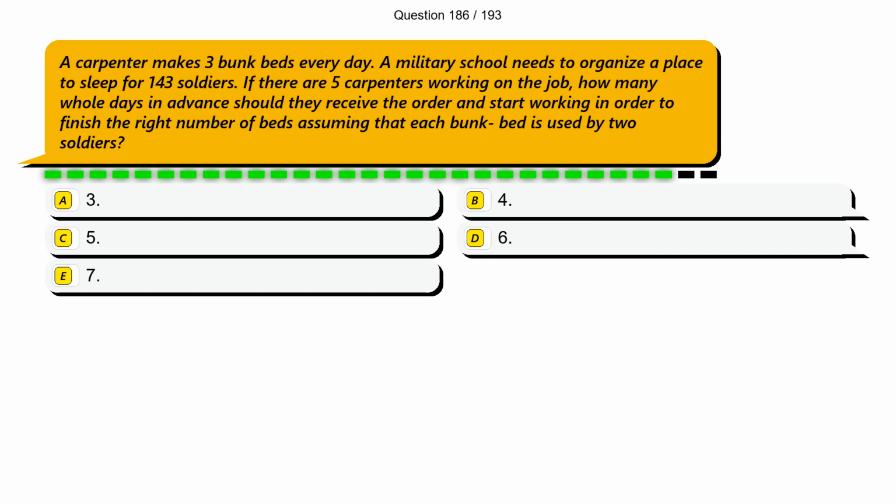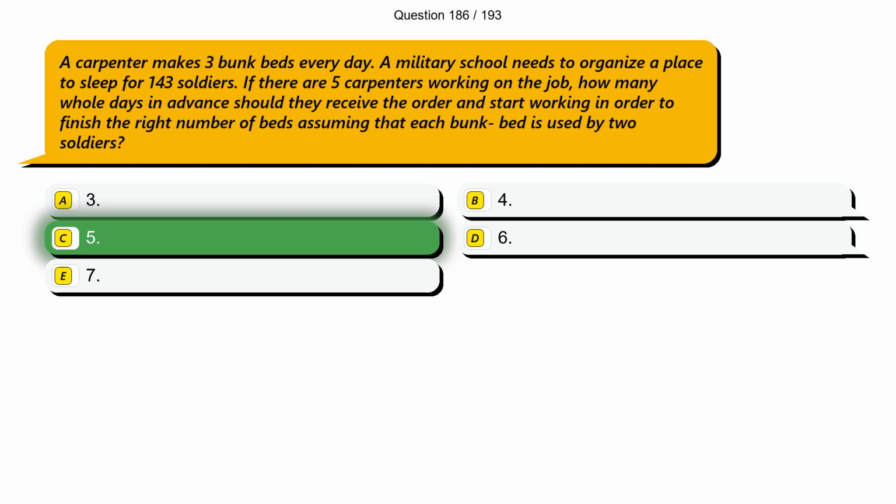Question 186. A carpenter makes 3 bunk beds every day. A military school needs to organize a place to sleep for 143 soldiers. If there are 5 carpenters working on the job, how many whole days in advance should they receive the order and start working in order to finish the right number of beds, assuming that each bunk bed is used by 2 soldiers? Option A 3, option B 4, option C 5, option D 6, option E 7.